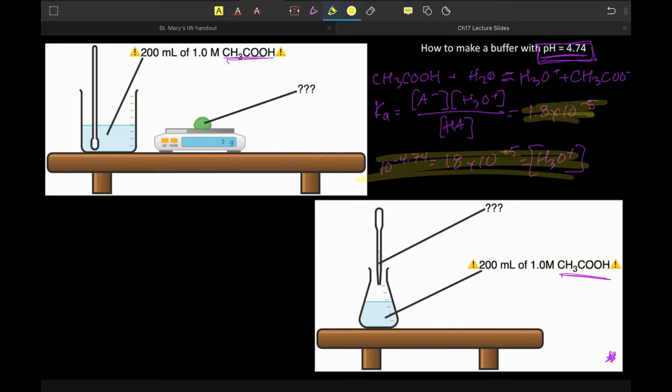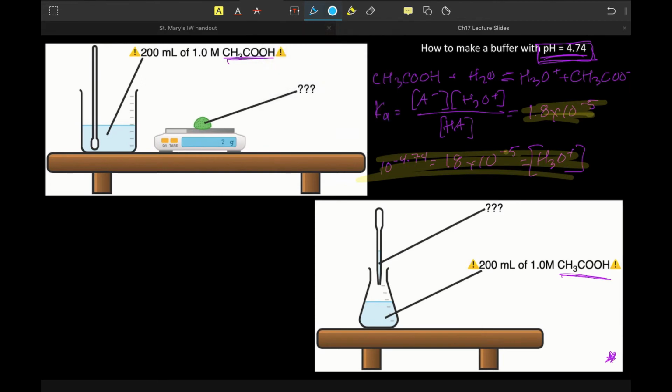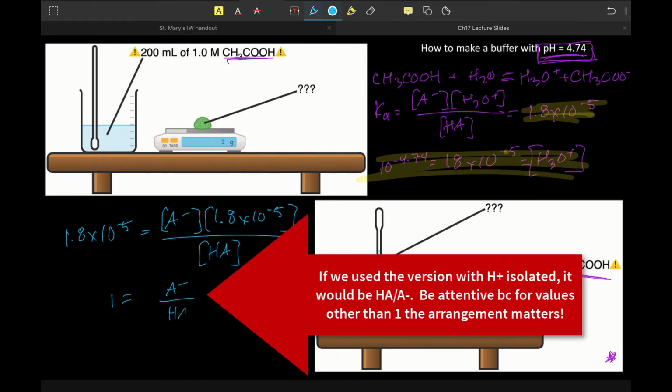Thinking about what we've talked about previously, when Ka is equal to H3O+, that means A- is equal to HA, yes? So if we take all this information and rewrite it over here, 1.8 times 10 to the negative 5 is equal to A- times 1.8 times 10 to the negative 5 over HA, right? Then however we want to isolate this, let's say we divide both sides by that 1.8, then we get 1 is equal to A- over HA, right?